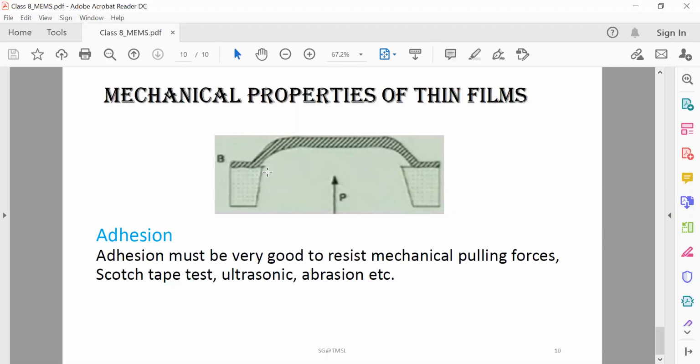Okay, so these are the mechanical properties of the material we need to consider before any type of design of any MEMS devices or any micro sensing devices.